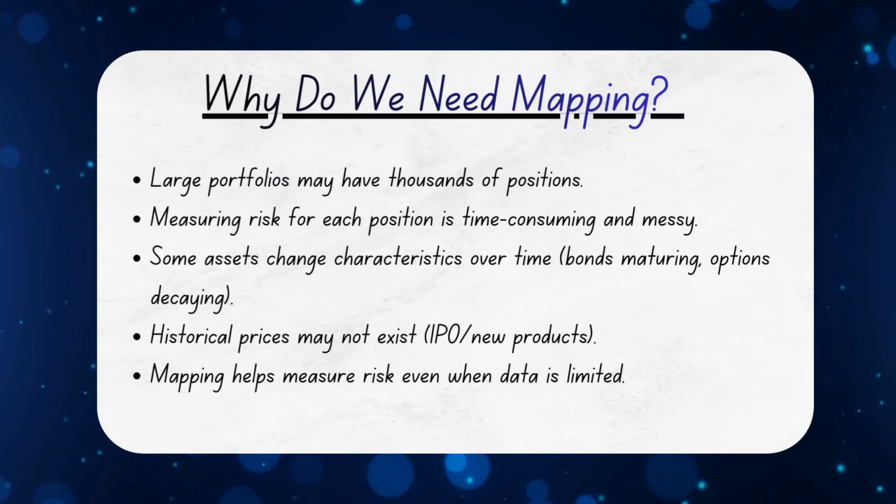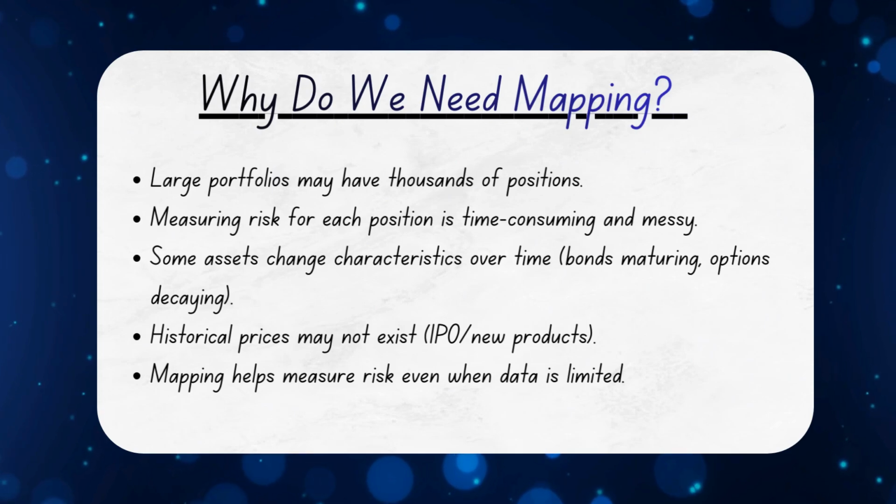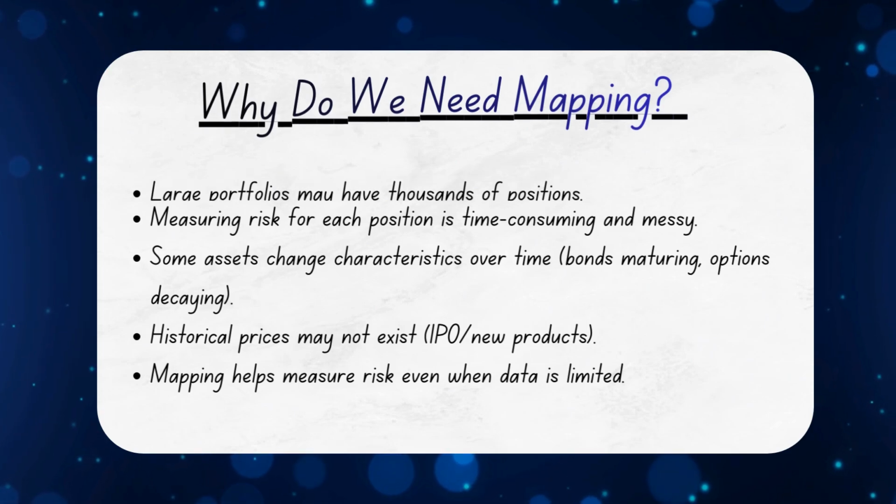Also, some instruments change over time, like bonds whose maturity shortens or options whose sensitivities keep shifting. In cases like IPOs or newly issued securities, there may not even be enough historical price data available. Mapping helps because instead of relying only on past prices, we measure how these instruments react to common market factors, which still allows us to estimate their risk reliably.